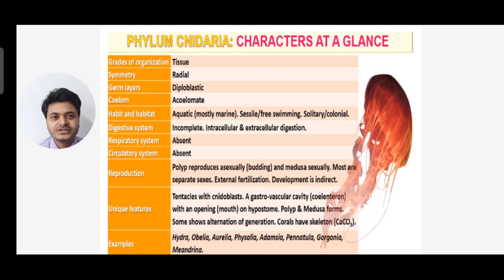Certain unique features they have, that is tentacles with cnidoblasts. They have a gastrovascular cavity, coelenteron, with an opening, that is mouth and hypostome. Polyp and medusa forms are there, and some show alternation of generation. Corals have a skeleton made of calcium carbonate. Certain examples are Hydra, Obelia, Aurelia, Adamsia and so on.